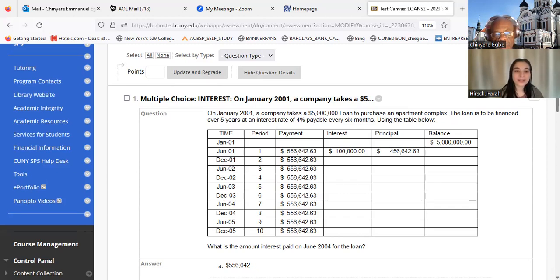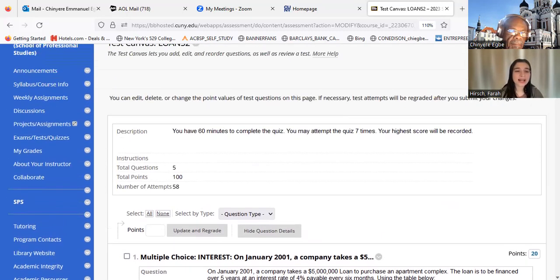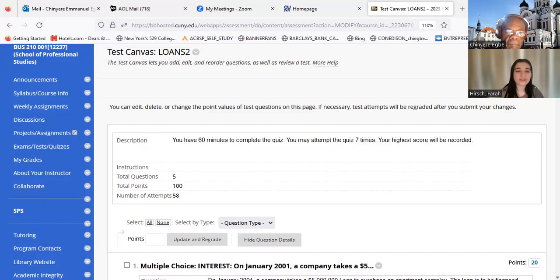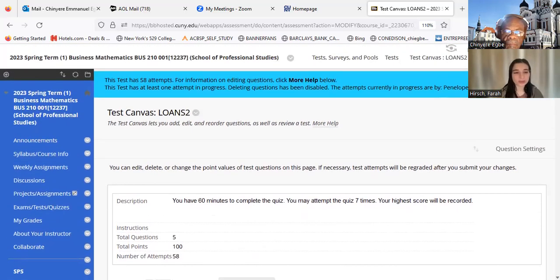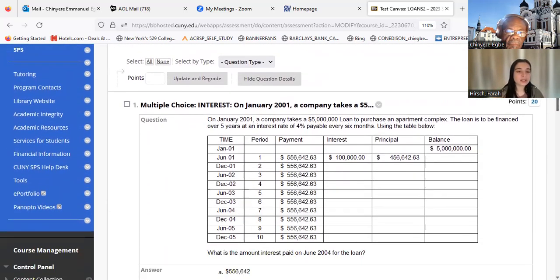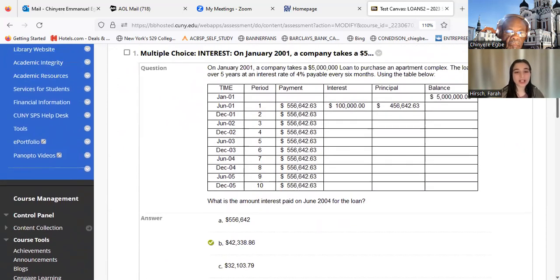Did you see the payments? The constant amount 556,642. I'm looking at the screenshot that I took from it. I don't even know if I can still access the quiz now. When I try to access the quiz after, it shows only part of the information. It doesn't show the multiple choice questions. It's very limited what I can see.